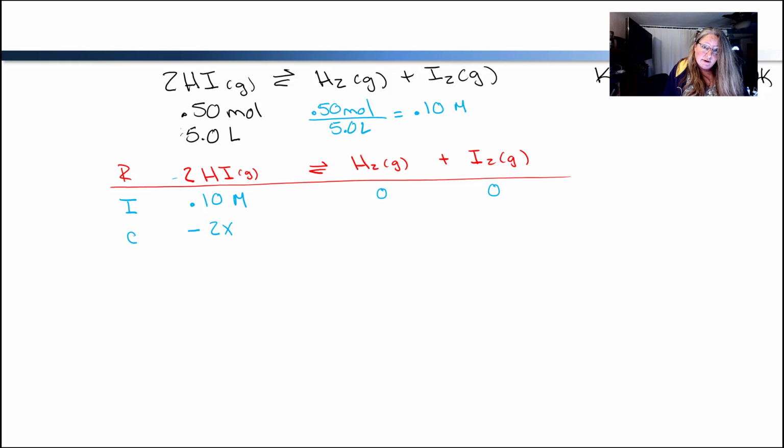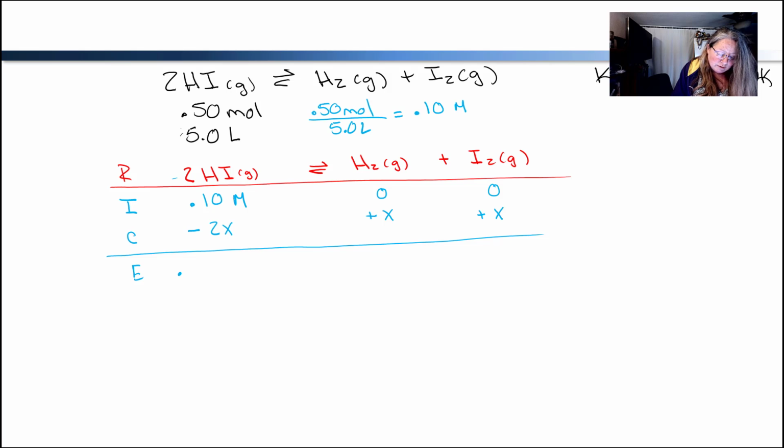Now likewise, when I get over here, whatever the HI is lost, these guys have gained. So I have a plus X on here and a plus X on here. The plus X and nothing in front of it just means that I have a stoichiometric coefficient of 1. And so now my equilibrium, I can draw a little line, is going to be adding those 2 lines up: 0.10 minus 2x, X, and X.